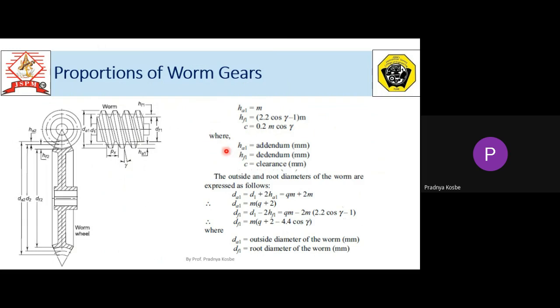Now here we have already seen HA1 is the addendum in mm, HF1 is the dedendum in mm, C is the clearance. Now the outside and root diameters of the worms are expressed as follows. DA1, all these things we will first convert into pitch circle diameter and then in terms of module, because the module will be known to us or we will find it out, and from the module we can find all other dimensions. Okay.